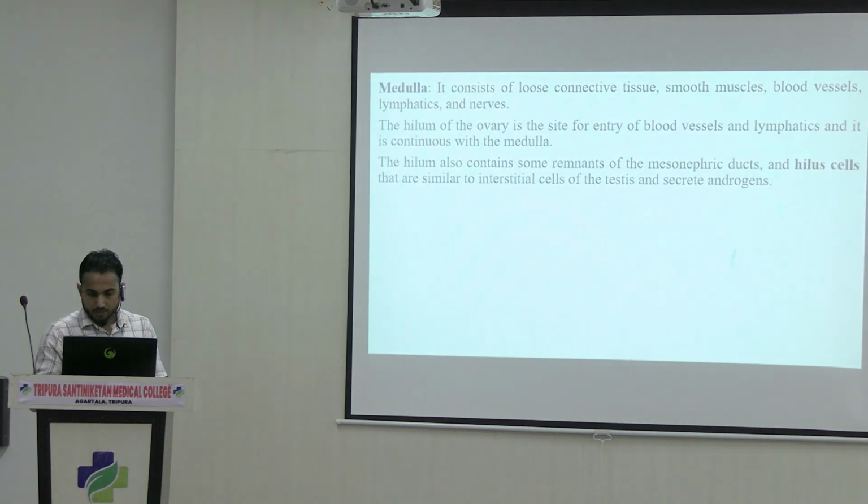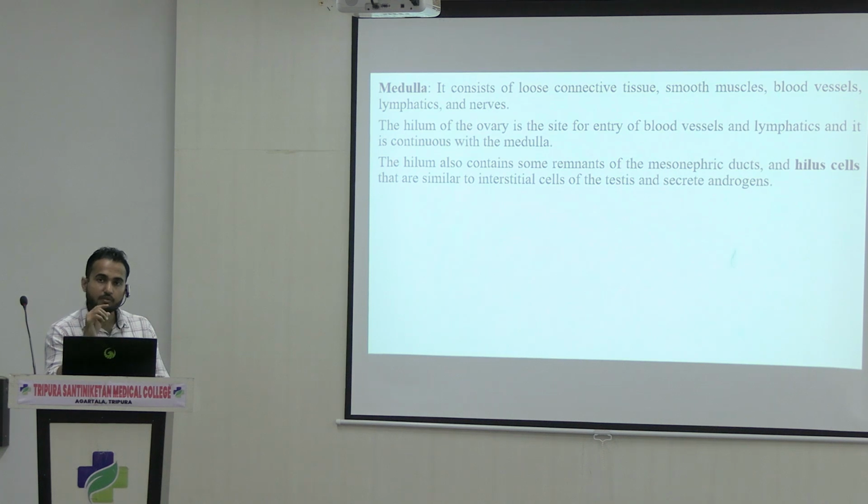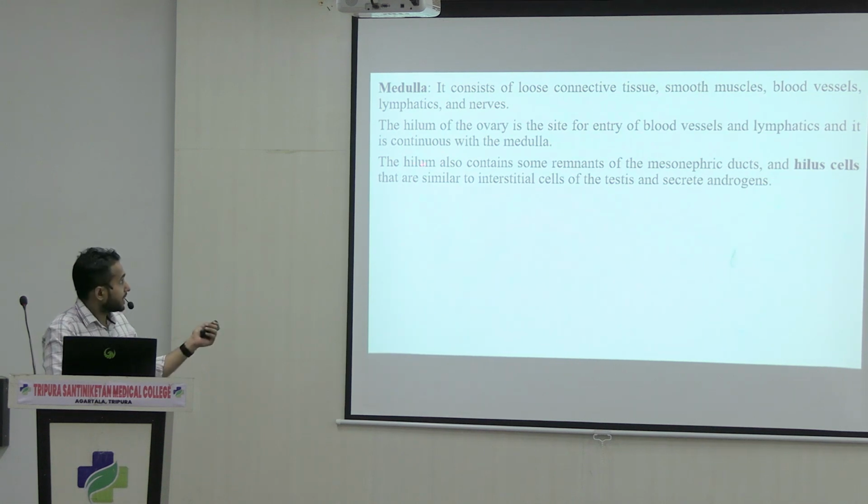Next, what is there in the medulla? As I said, the medulla consists of loose connective tissue, smooth muscle cells, blood vessels, lymphatics and nerves. All those things are present, because through the medulla only all those structures are entering the ovary. That's why the hilum is also present. The hilum of the ovary is also present at the medulla.